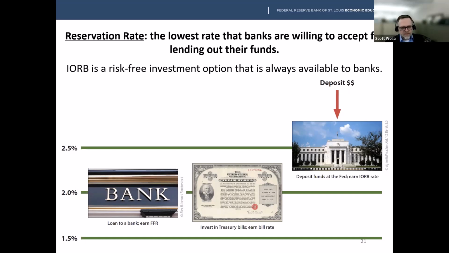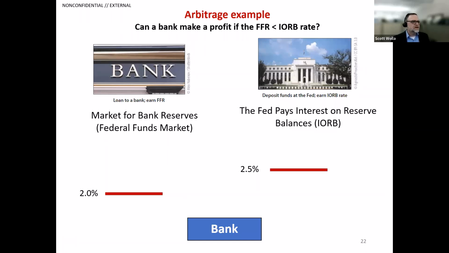But what happens to the other rates? Well, that's where arbitrage comes in. We're going to find that arbitrage will cause those rates to move up. So let's look at this concept a little bit more on the next slide. And here you see a scenario where the federal funds rate is 2% and the interest on reserve balances rate is 2.5%. We've narrowed our investment options to two.